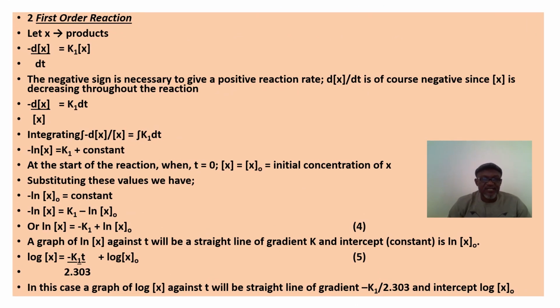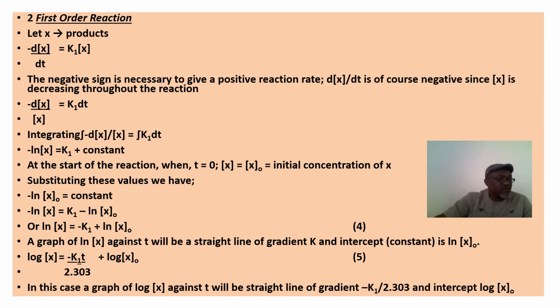Now for a first order reaction, instead of x raised to power 0, x will now be to power 1, and anything to power 1 is itself. So we have minus dx over dt is equal to k1 x to power 1. Of course, the negative sign is there because of our reactant. So we cross multiply again and integrate. We have minus ln x equal to k1t plus a constant. Remember, this is the law of integration.